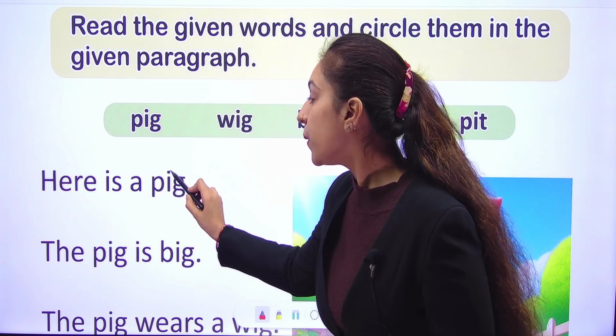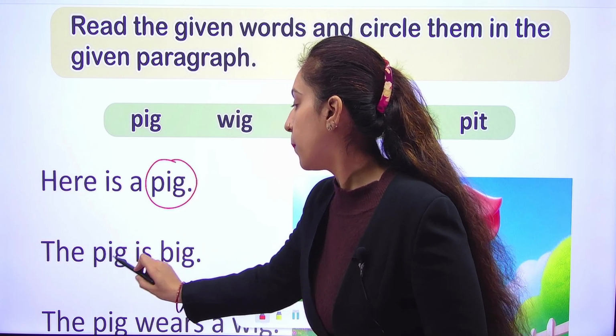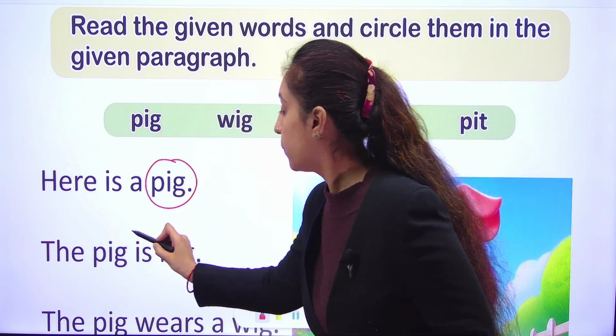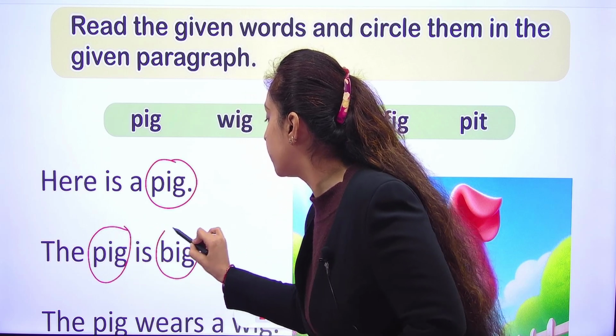P-I-G, pig. W-I-G, wig. B-I-G, big. F-I-G, fig. P-I-T, pit. Here is a P-I-G, pig. The pig is big. P-I-G, pig. B-I-G, big.